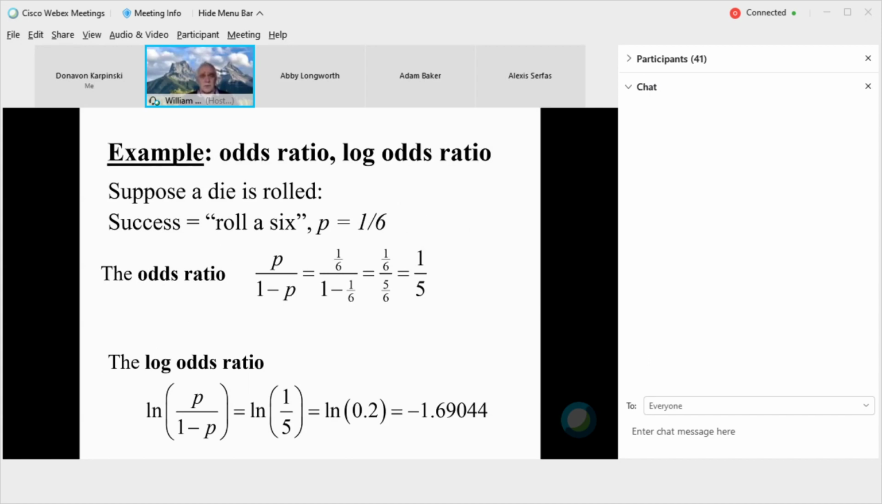Example, suppose I roll a die, and success is that I roll a 6. The probability of that is 1 over 6. The odds ratio is 1 over 6 over 1 minus 1 over 6, which works out to be 1 to 5. So the number of successes over the number of failures is 1 to 5. The log odds ratio is the logarithm of 0.2, which is minus 1.69044.